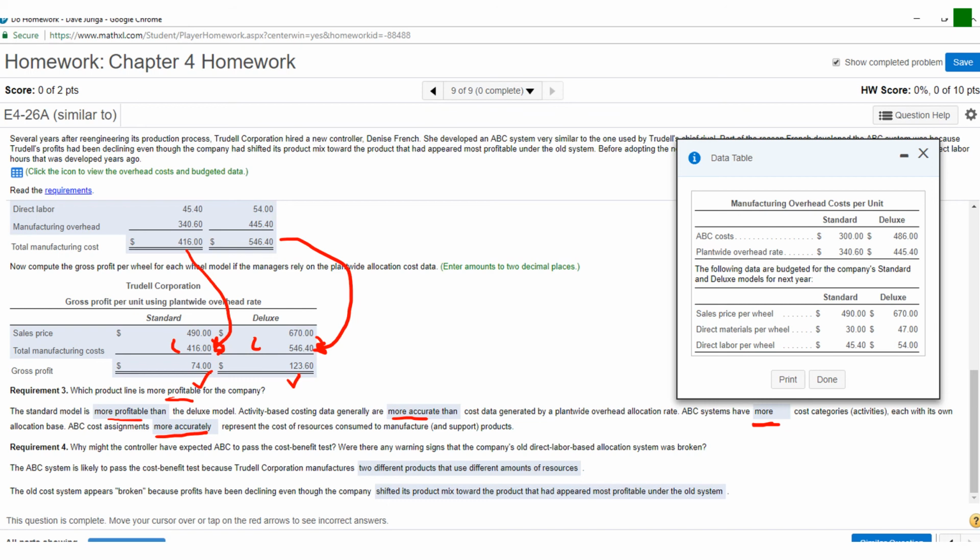And then the last part, just want you to do some comparisons. It says the ABC system is likely to pass the cost-benefit test because Trudeau Corporation manufactures 2 different products that use different amounts of resources is what you want to put there. And it says the old cost system appears broken because profits have been declining, even though the company, here we go, shifted its product mix towards the product that had appeared most profitable under the old system.